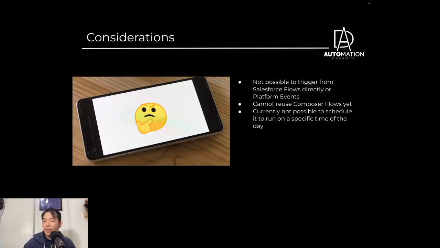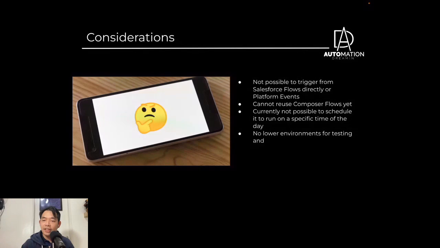And then, like I mentioned earlier, it's not yet possible to schedule it to run at a specific time. You need to go in at that specific time of the day and start activating it from there. And then currently there are no lower environments. There's only one instance. There's a reason for that. They really want to make it as easy as possible for both business users and admins to be able to use it.